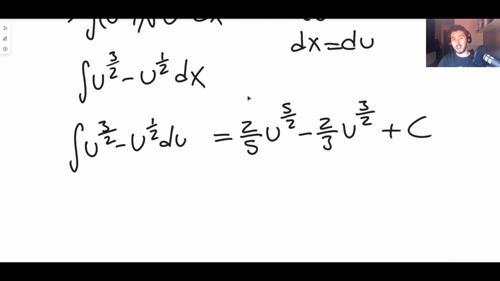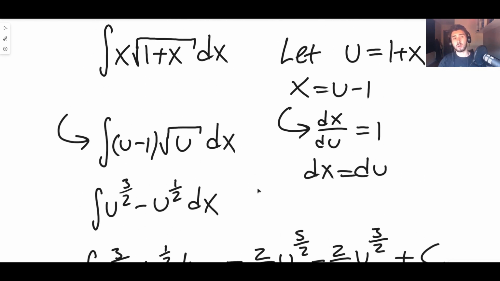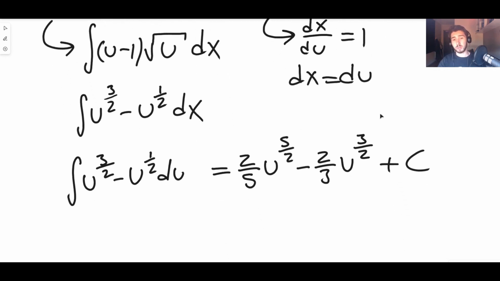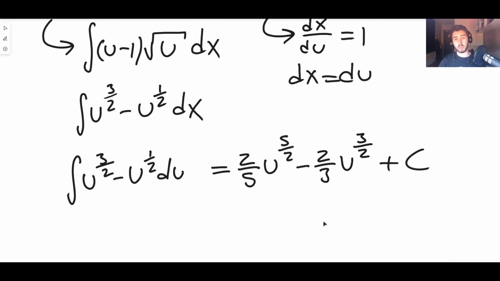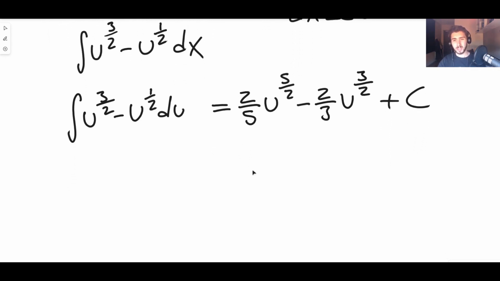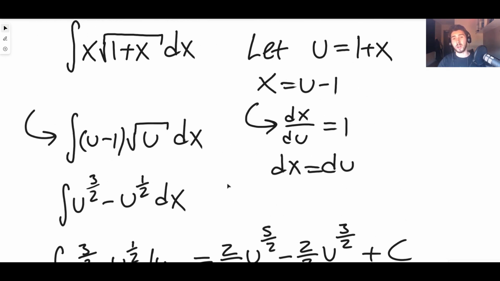Now, if someone ever said to you, hey, what's the integral of x times the square root of 1 plus x? And you said, the answer is 2/5 u to the 5 over 2 minus 2/3 u to the 3 over 2 plus c. They'd say, what on earth are you talking about? I don't know what u is. So what you need to do is replace the definition of u with what it is in terms of x. In this specific question, we said that u is equal to 1 plus x, you can see there.